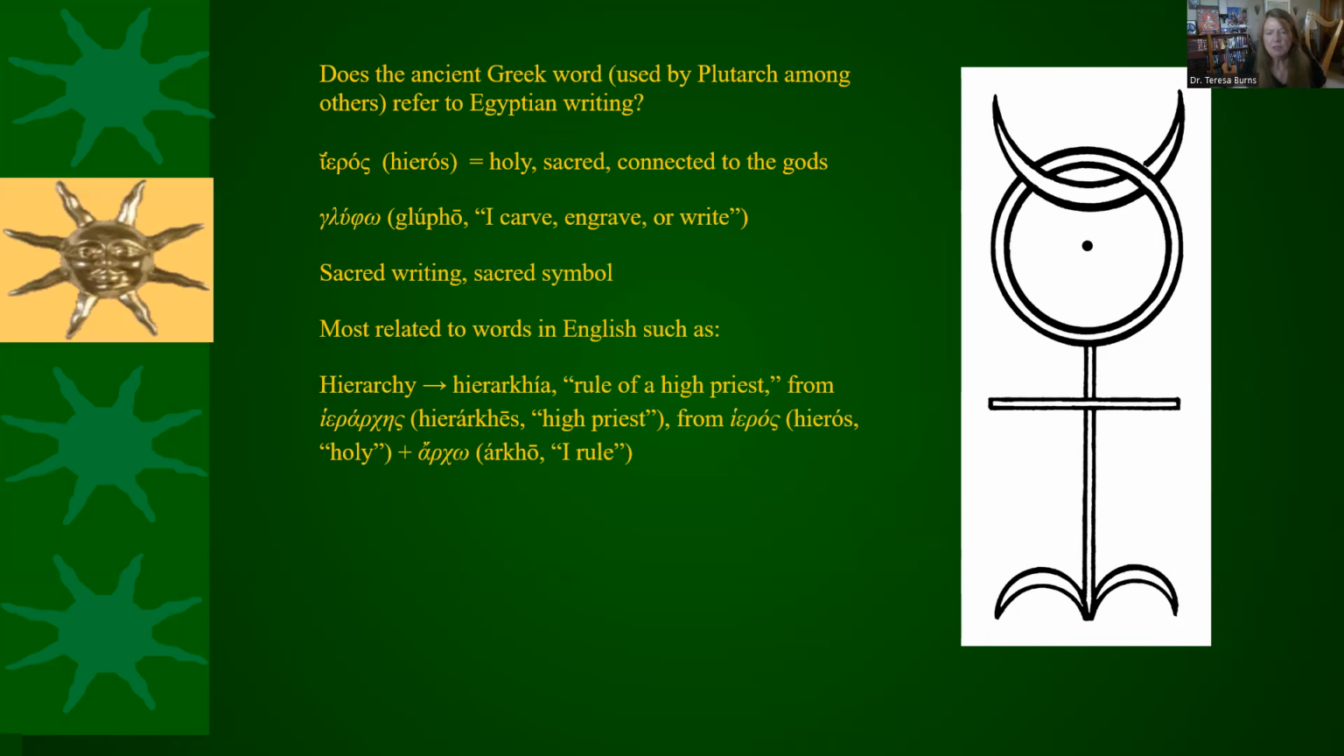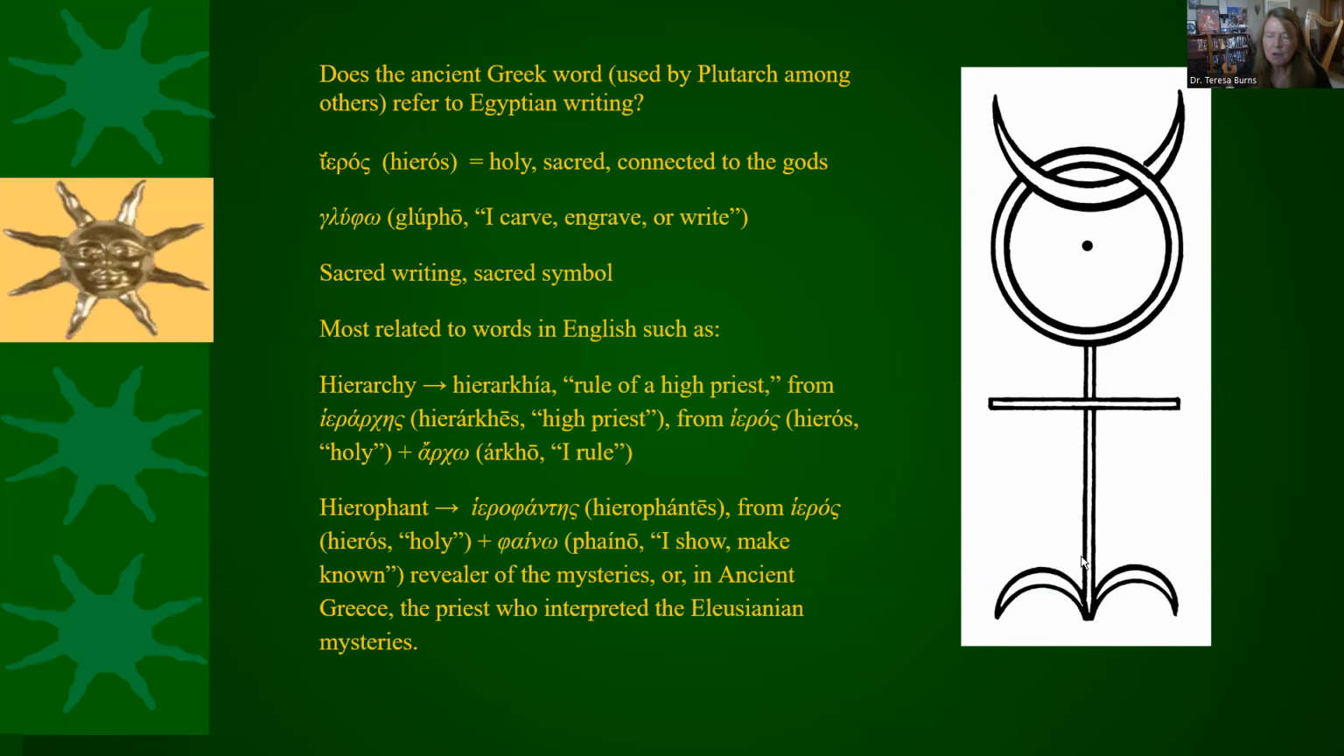And so it would come from the word for ruling and the word for a high priest, which comes from the hieros, holy, sacred, connected to the gods. Or sometimes you hear in English the word hierophant, especially those of you interested in John Dee, since there are some later things that Dee does that are often taken up by societies that have hierophants.